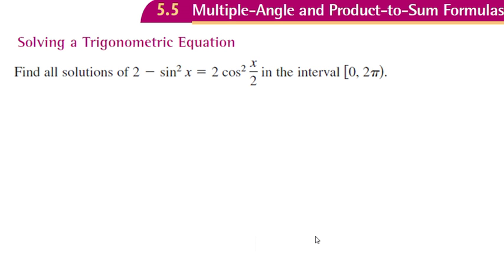All right, so now we're going to go back to solving trig equations, but we're going to be manipulating using our different formulas that we have now. So let's see how this guy's going to work. We're going to solve 2 minus sine squared of x equals 2 cosine squared of x over 2.